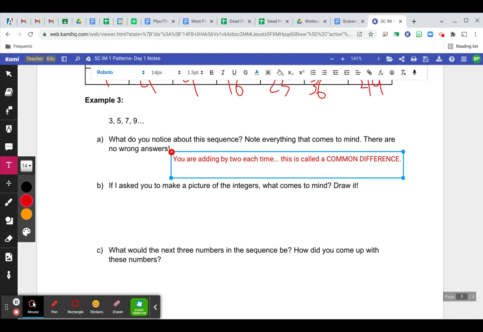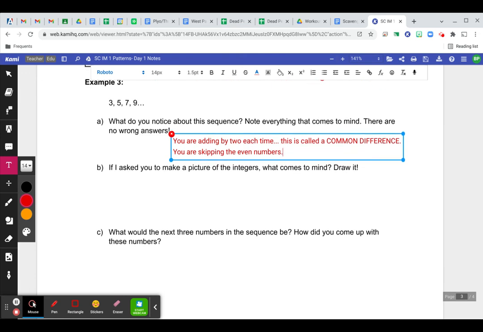Some others in class said they noticed you are skipping the even numbers and you are just working with the odd numbers. Okay, so those are a couple of things. If we asked you to make a picture of the integers, what would come to mind? Well, that's kind of on you. You can kind of look back at those examples up above, see if you can come up with something.